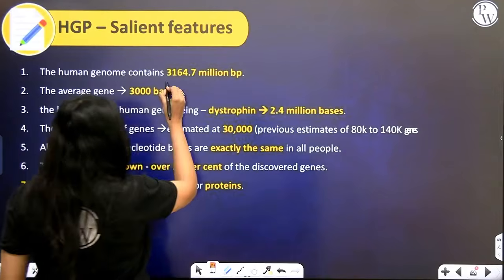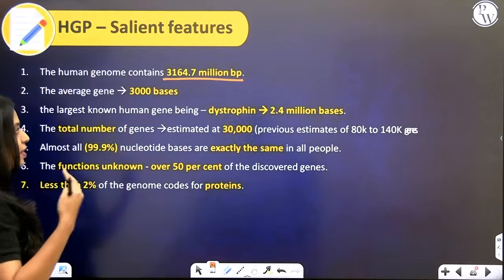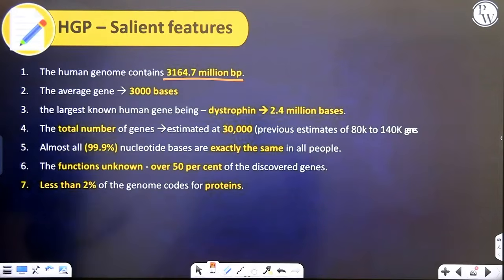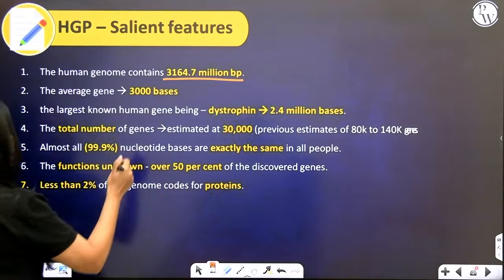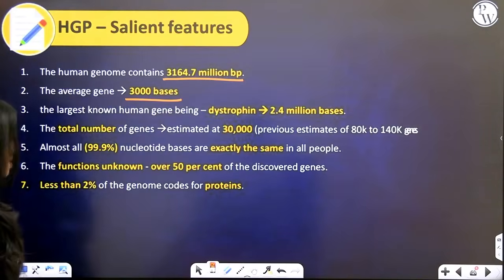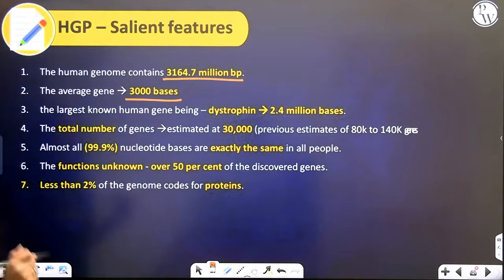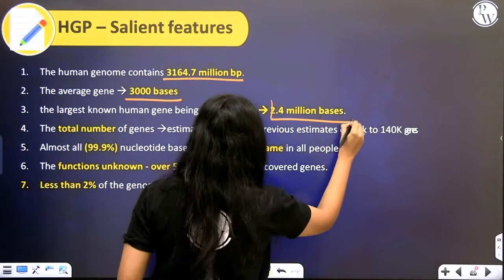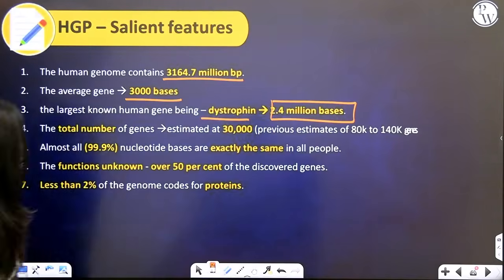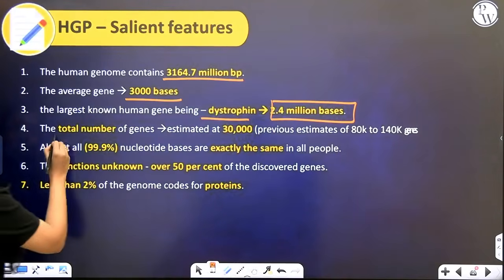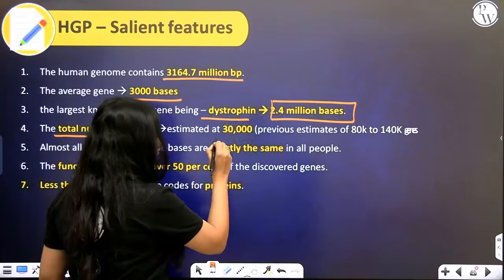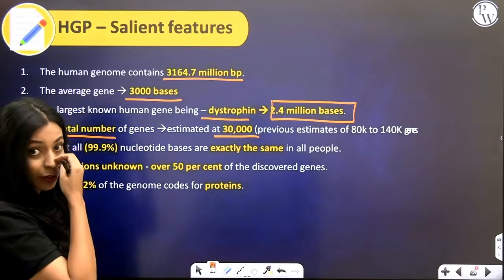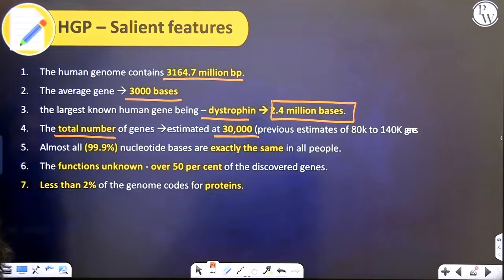Human genome contains 3,164.7 million base pairs. An average gene consists of about 3,000 bases. The largest known human gene is the dystrophin gene that contains 2.4 million base pairs. The total number of genes is estimated at 30,000. Earlier, people thought 80 to 140,000 genes are present.